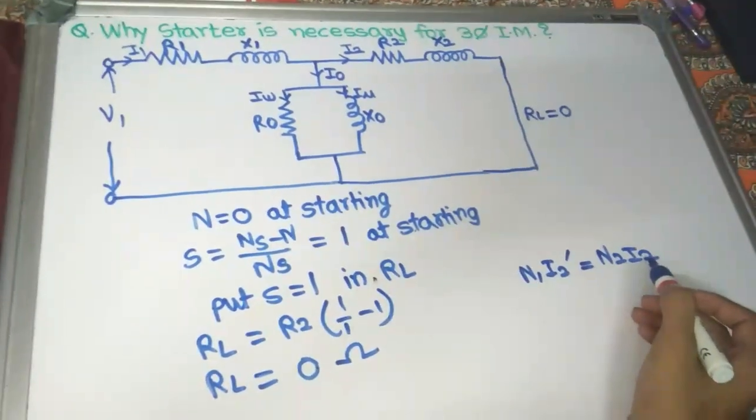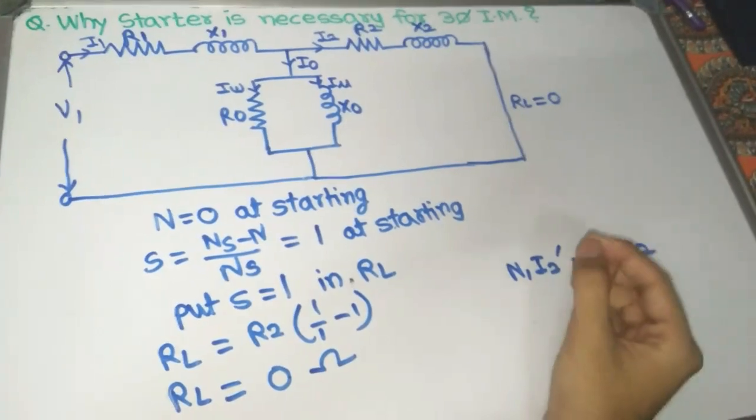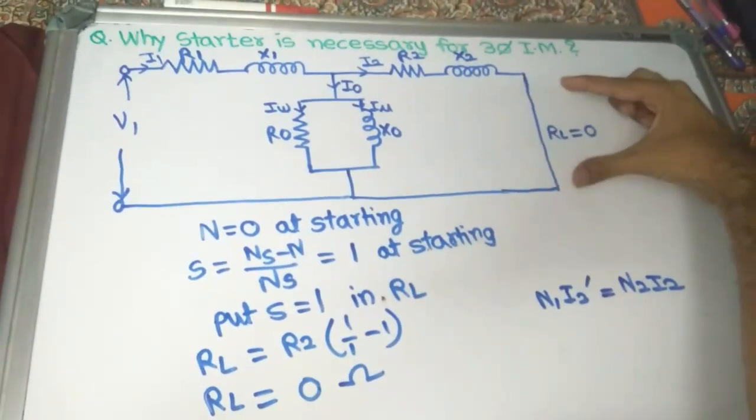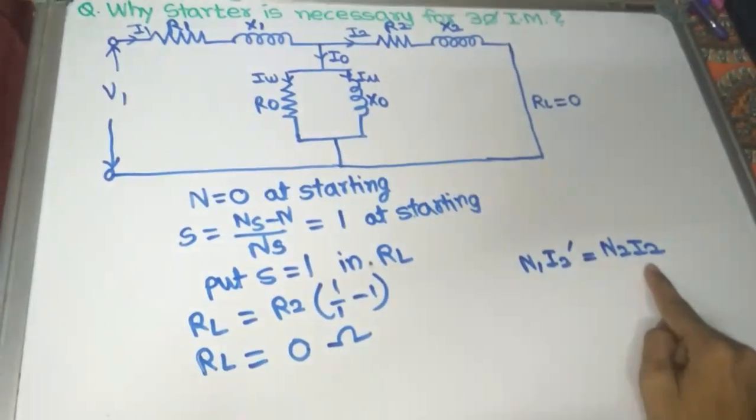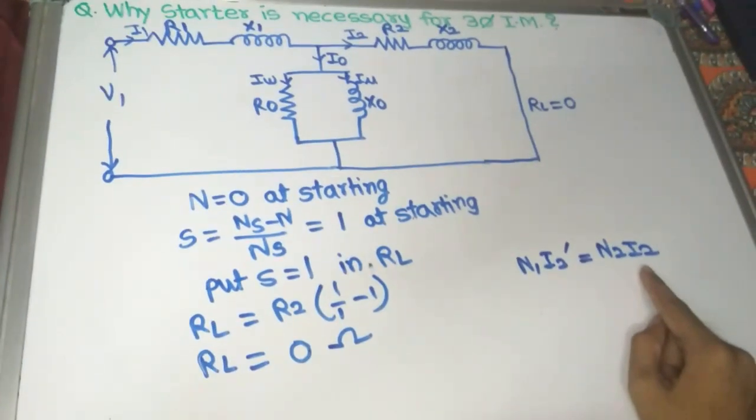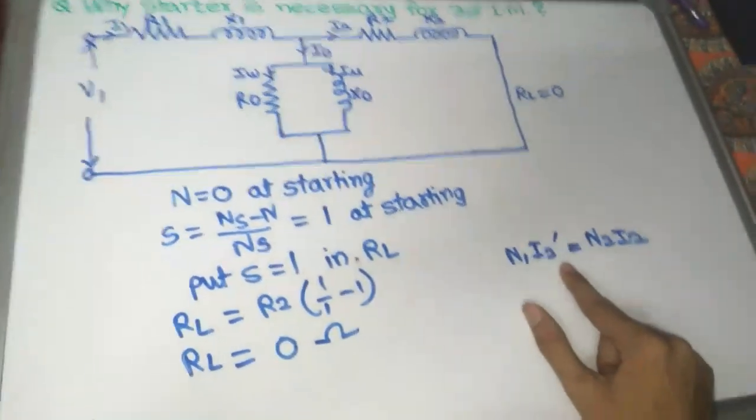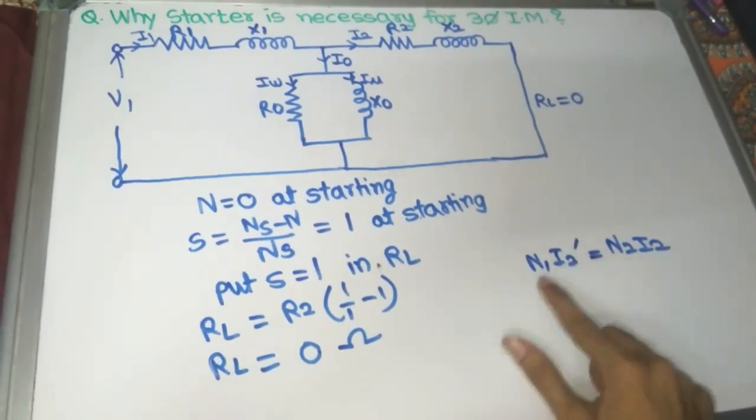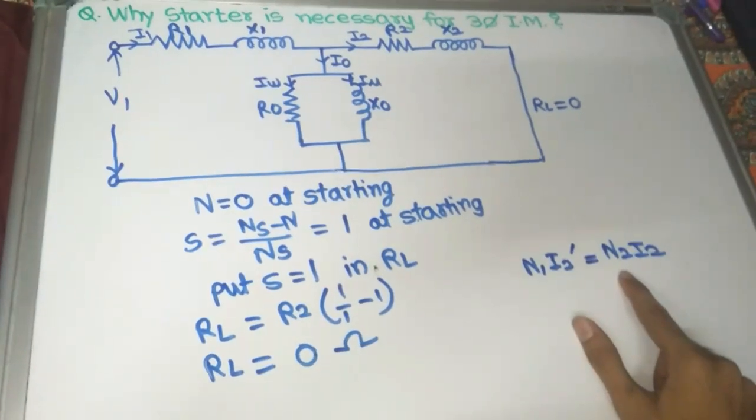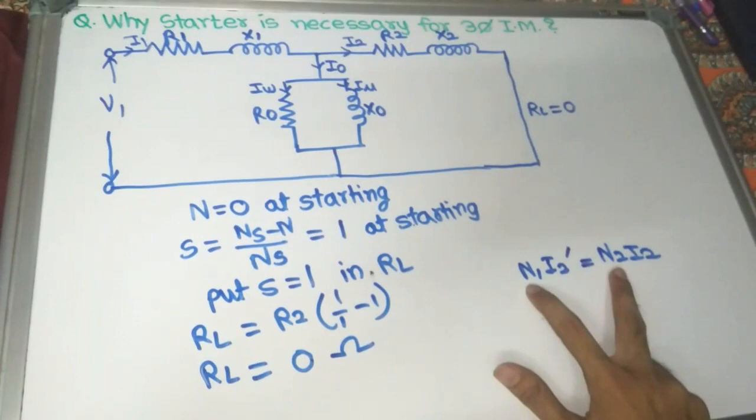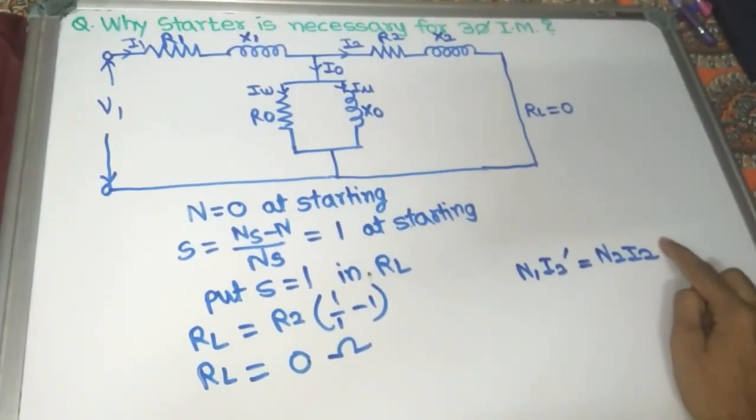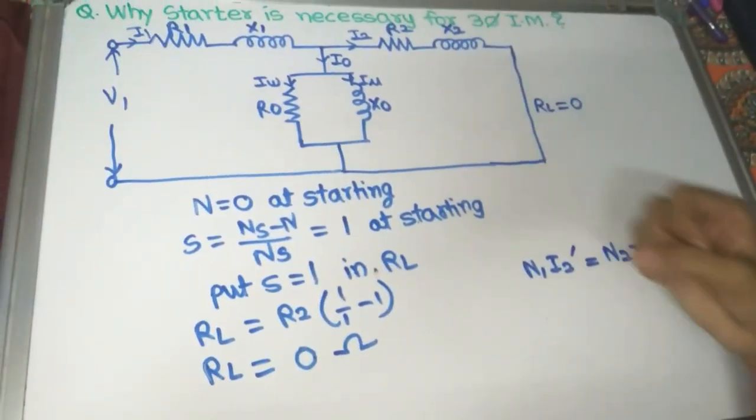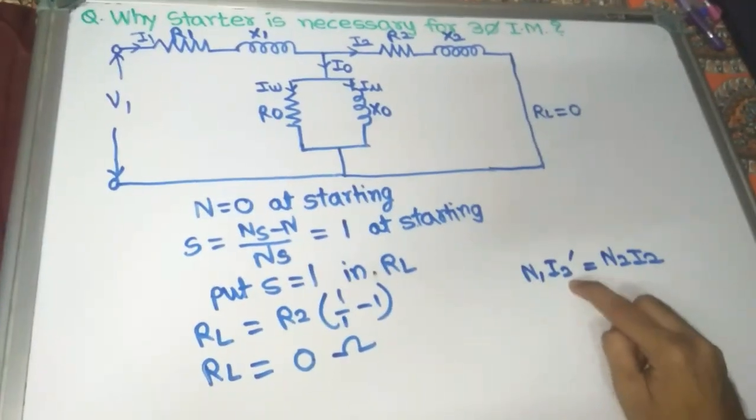So the rotor current I2 is of very high value at the starting instant, because the load is zero and the rotor is acting as a short circuit. So the reflected current in the stator, I2 dash, must increase to balance the ampere turns. N1 I2 dash equals N2 I2, where N1 is stator turns per phase and N2 is rotor turns per phase, and they are always constant. But I2 varies: at the short circuit instant its value is very large, and when the load is connected its value reduces. So I2 dash must also vary to balance these ampere turns.